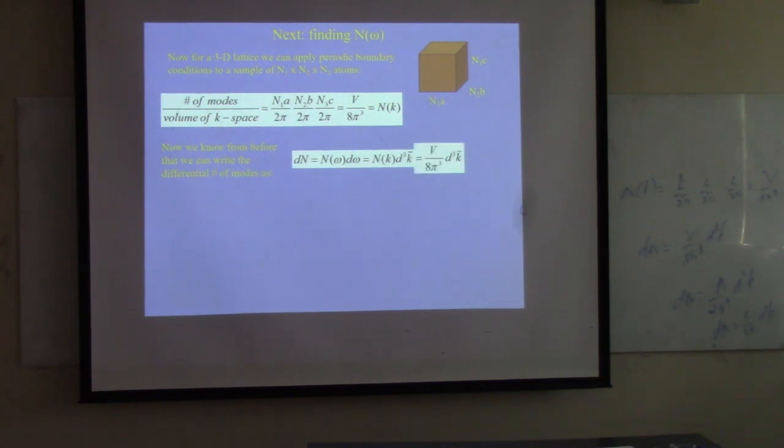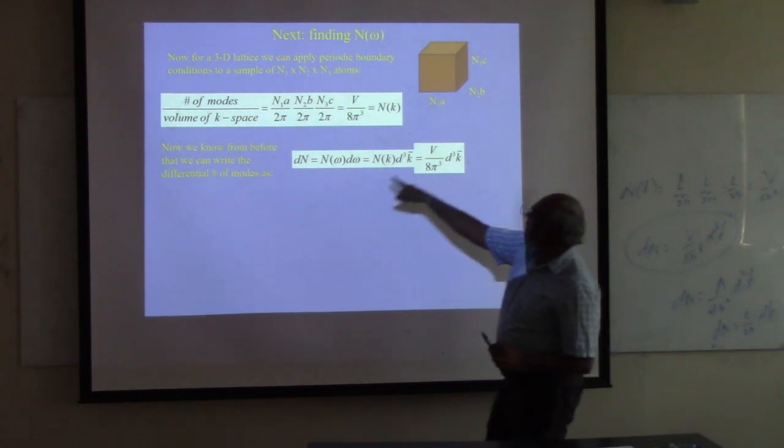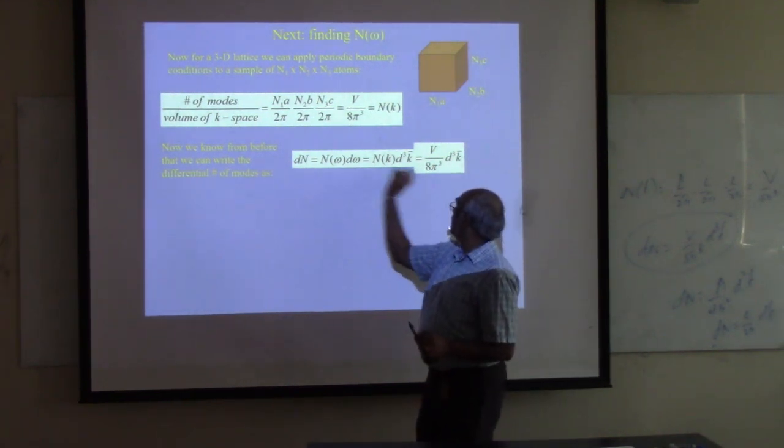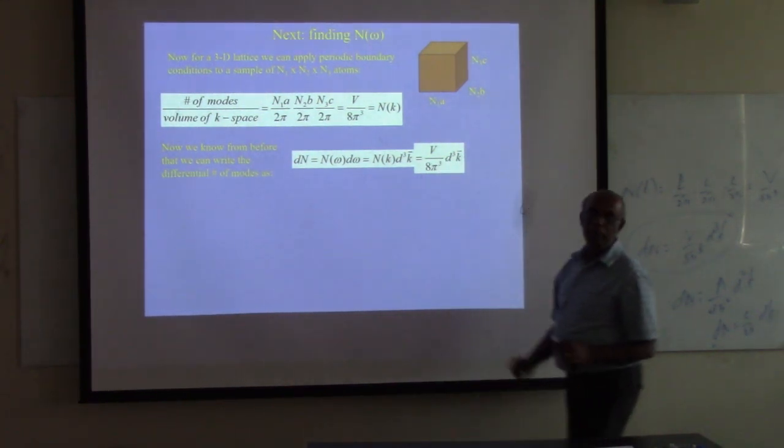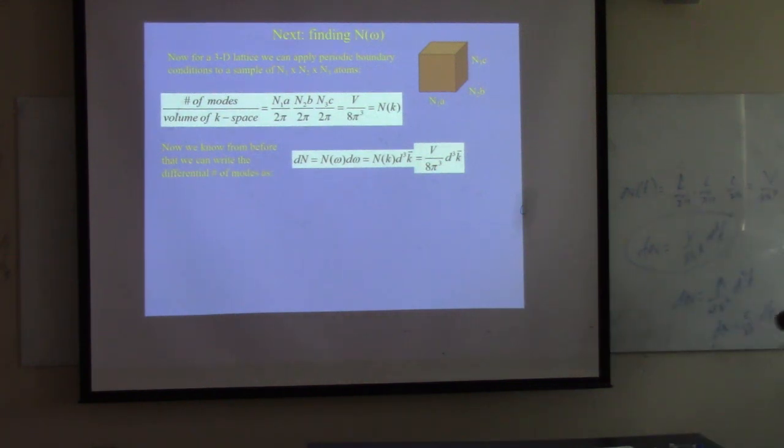So here, for the 3-dimensional case, dn is basically V over 8 pi cubed times d cubed K. This is clear, right? This is the number of modes per delta K. Now the whole idea is how do you do it for some known volume. So we'll do that one. Is that clear so far?